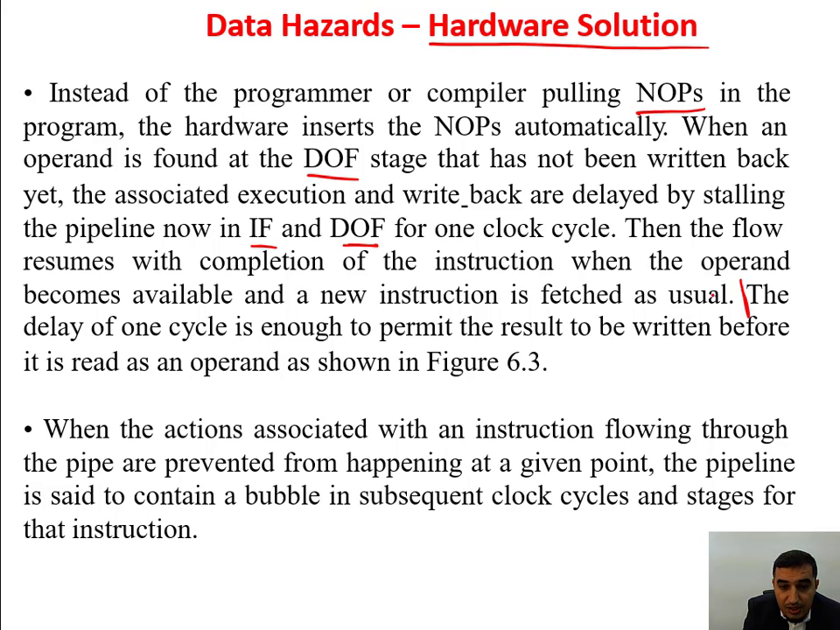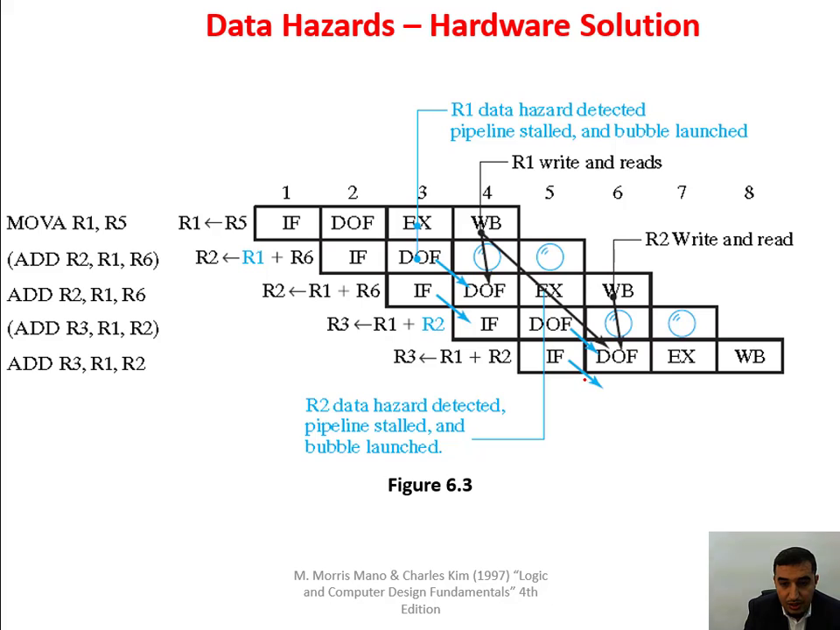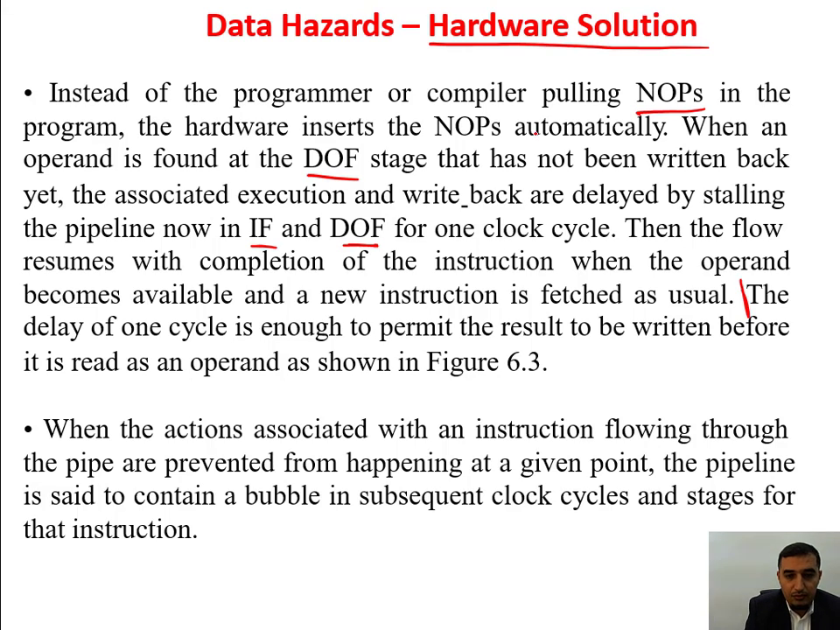Okay, so this is done through figure 3.6. We fill up with bubbles. These are called bubbles. We fill the pipeline with bubbles. So when we detect that we need an operand that is not already written back, we redo the instruction. See, the instruction is done twice. This is done through bubbles. This is a hardware solution. It is similar to the NOP solution, but this is a hardware solution.